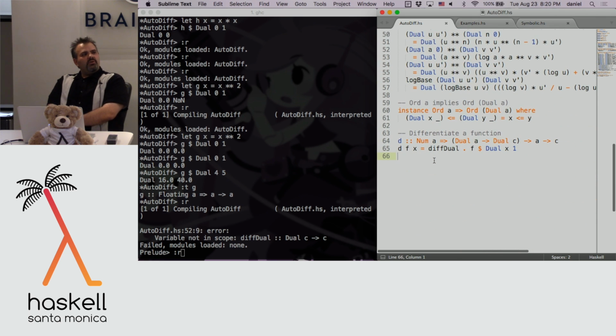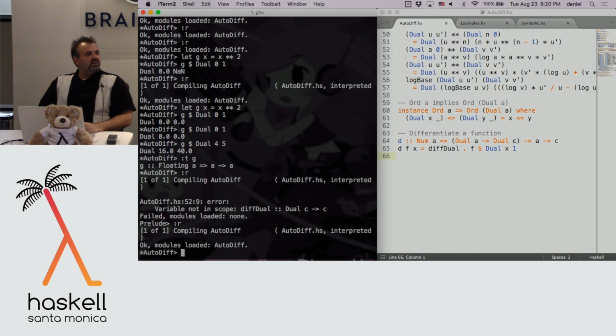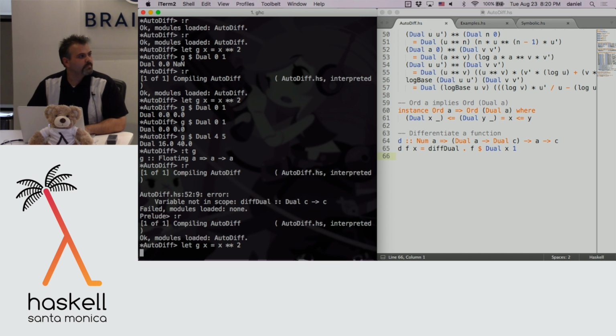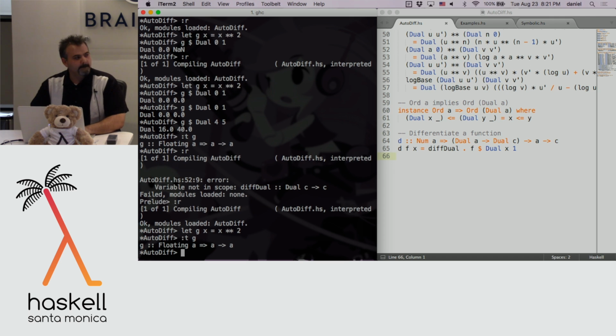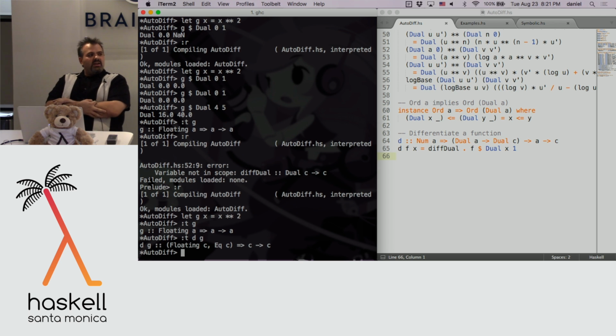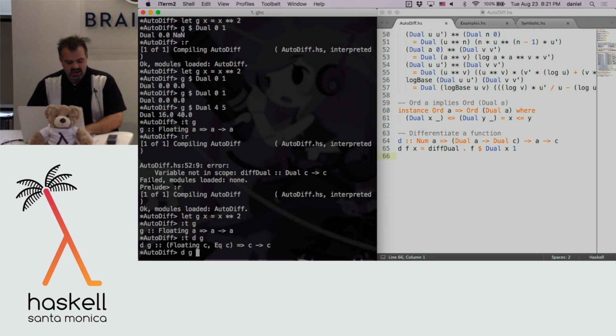Okay. So this function is just going to put that idea of passing a dual 1 to the function behind a wrapper, because it's a little bit artificial. So let's get our function and look at the type. The type of G is floating A to A. And let's look at the type of DG. It is floating C, eq C, so it picks up a little bit of baggage, but C to C. So DG is not acting on duals. DG is just acting on numbers.